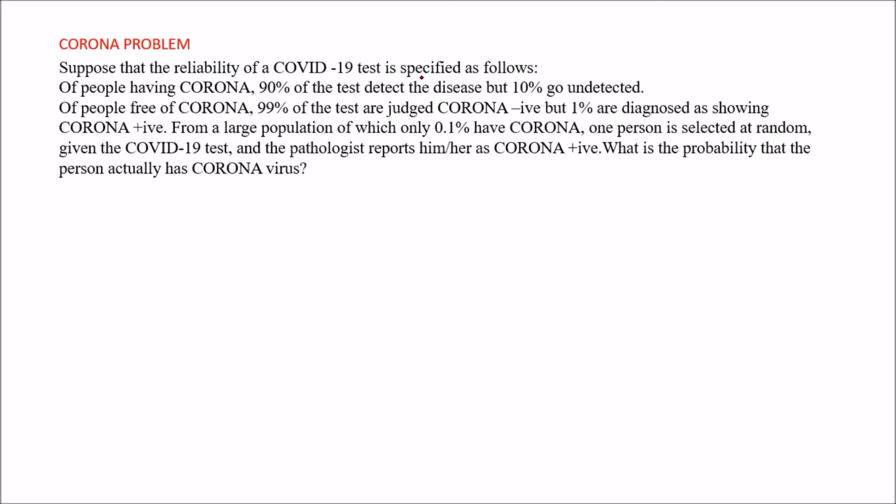Suppose the reliability of a COVID test is 90%: 90% of tests detect the disease and 10% go undetected. And 99% of tests are judged negative, 1% diagnosed as corona positive. From a large population of which 0.1% has corona, one person is selected at random. The pathologist reports that he has corona positive. Corona positive is your event A. What is the probability that the person has actually coronavirus?